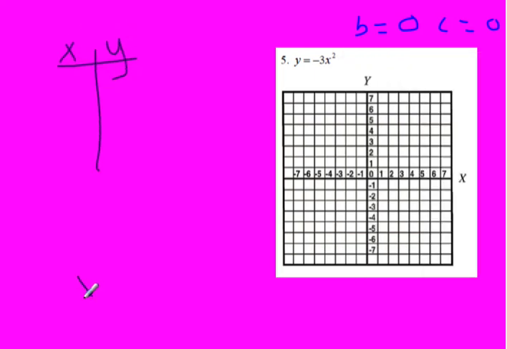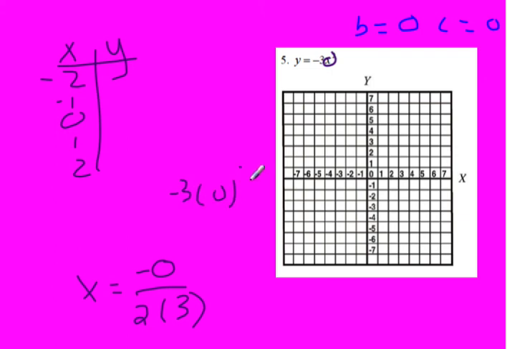So I'm going to do x is equal to the opposite of b over 2 times a. Well, 0 divided by anything is going to be 0. So I'm going to plug that in here. We're going to get bigger going this way and smaller going this way. So I'm going to plug in each of those values for x. So I get negative 3 times 0 squared. Well, that's just going to be 0.